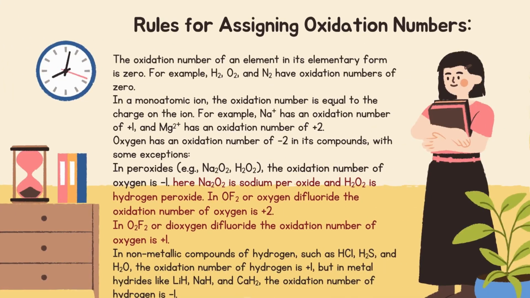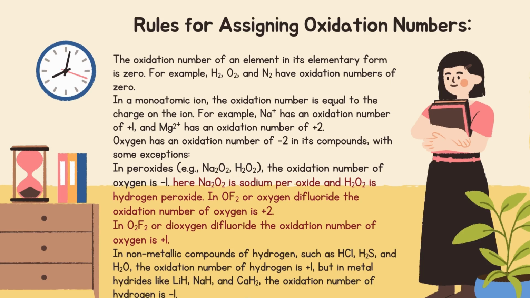The oxidation number of an element in its elementary form is 0. For example, H2, O2, and N2 have oxidation numbers of 0. In a monoatomic ion, the oxidation number is equal to the charge on the ion. For example, Na+ has an oxidation number of +1 and Mg2+ has an oxidation number of +2.